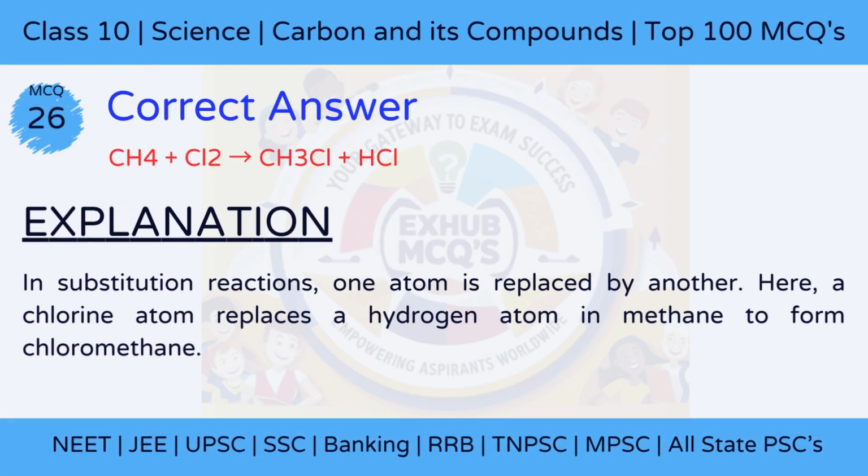The correct answer is CH4 plus Cl2 gives CH3Cl plus HCl. Explanation: In a substitution reaction, one atom in a molecule is replaced by another. Here, a chlorine atom replaces a hydrogen atom in methane to form chloromethane.